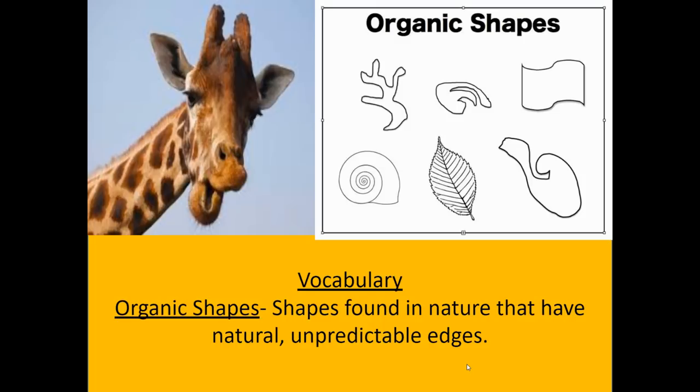Now let's look closely at the giraffe spots. Notice these edges. Notice how they change. The edges look wavy or bumpy. They're definitely different than each other. The spots on a giraffe are an organic shape.